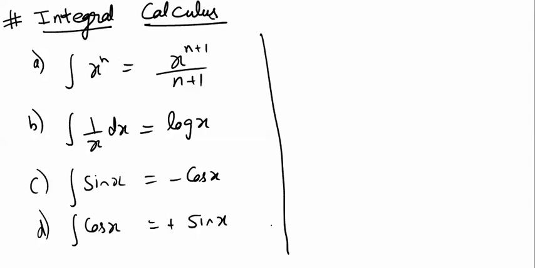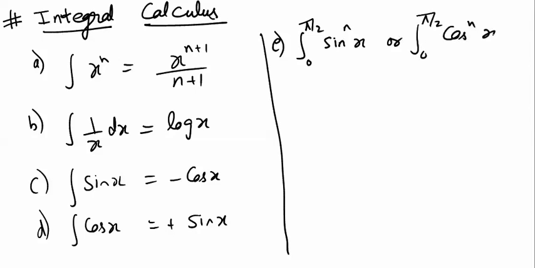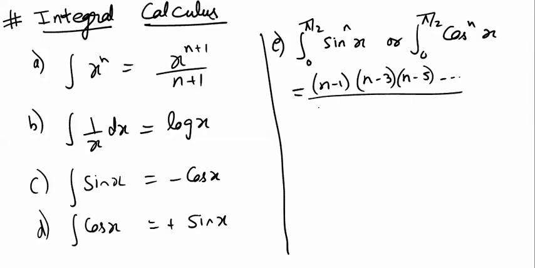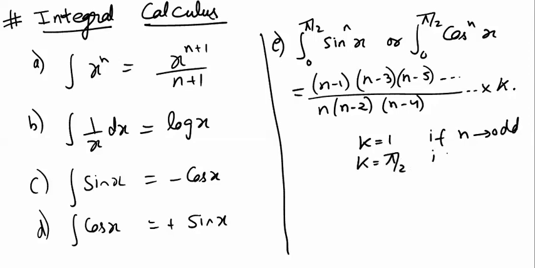There are one or two standard results which we can use. For example, integration from 0 to pi by 2 of sine to the power n x, or integration from 0 to pi by 2 of cos to the power n x, is written as n minus 1 into n minus 3 into n minus 5 and so on, upon n into n minus 2 into n minus 4 and so on, into k. k is equal to 1 if n is odd, and k is equal to pi by 2 if n is even, right?